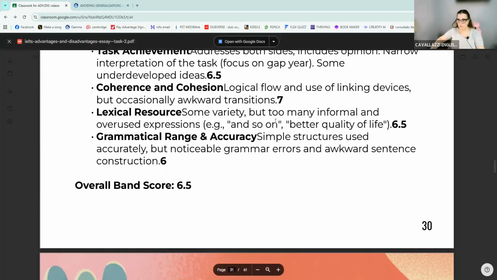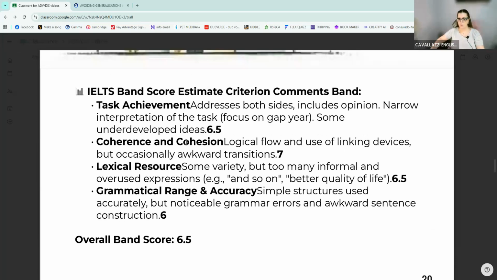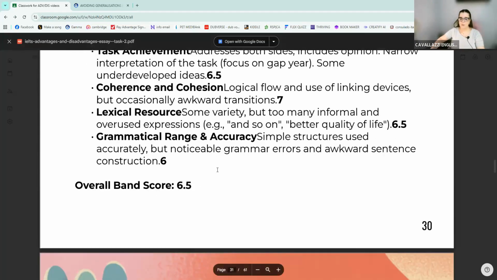Lexical resource would be the vocabulary, right? 6.5, because the vocabulary is kind of informal, right? So you see how you might get a good score in something, for example, in coherence and cohesion, and then drop in lexical resource because the vocabulary is very weak. And grammatical range, that's grammar, scored 6. So the grammar has to be really strong. In fact, grammar is going to provide a foundation for all of this. It's going to support all of this.